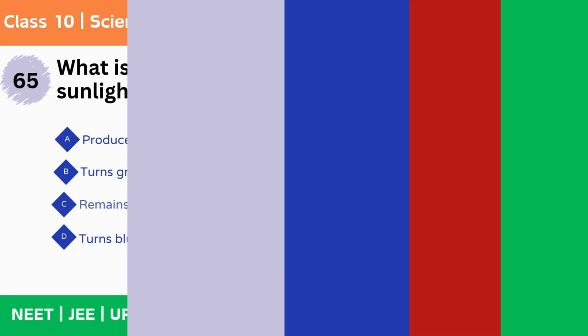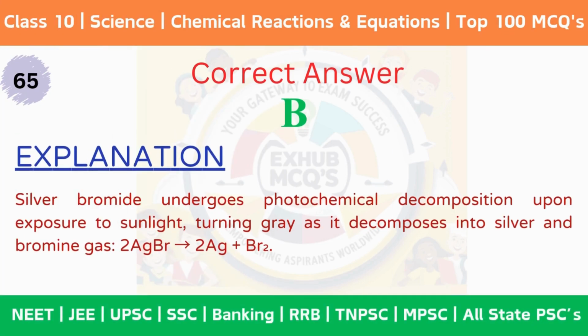The correct answer is option B, turns gray. Explanation. Silver bromide undergoes photochemical decomposition when exposed to sunlight, breaking down into silver and bromine gas. The silver formed gives a gray appearance.